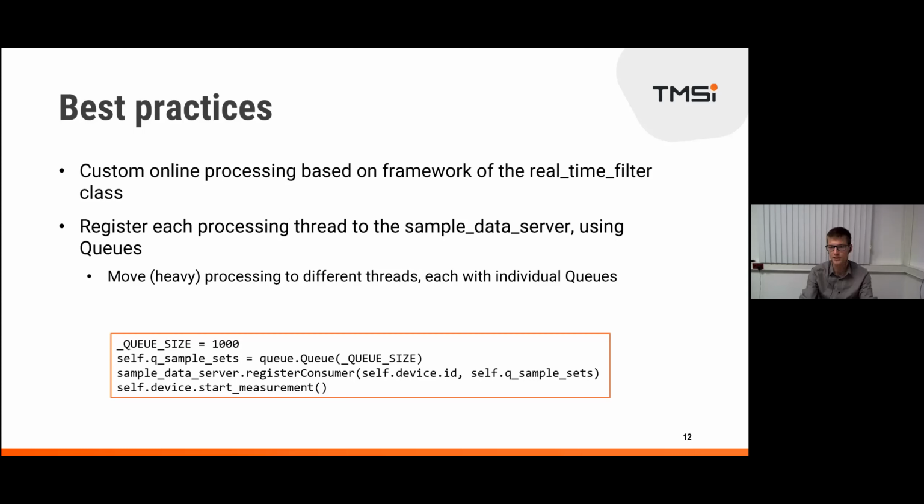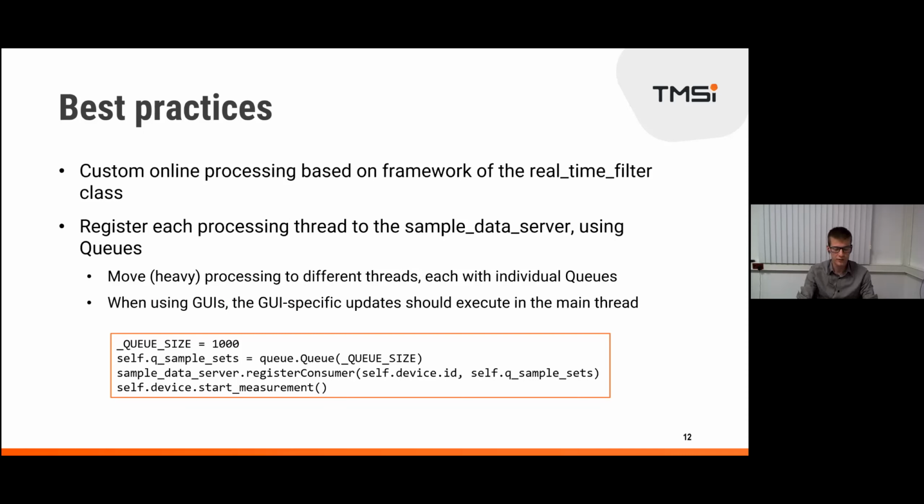It's very important to move the heavy processing to different threads and also use different queues for that. That's also why we developed the sample data server. For instance, the plotter and file writer will also each have their own queue from which they pull the data from the device, so that they can work independently of each other and there's no risk of using the wrong data or skipping, for instance, a set.